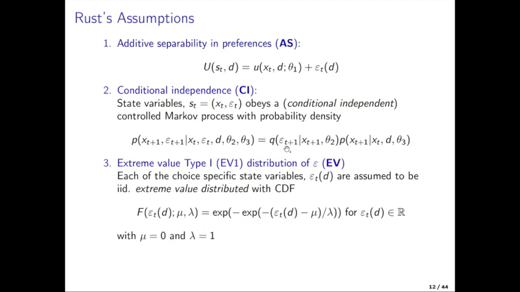Okay? Maybe you lost it, but conditional independence rules out some patterns, for instance, for epsilons. Epsilons cannot be serially correlated, right? Because there's nowhere here where epsilon is entering. Epsilon t has no effect on epsilon t plus 1, so you can rule out serial correlation. Okay, so let's think about, is that an issue for Harold Zurcher?